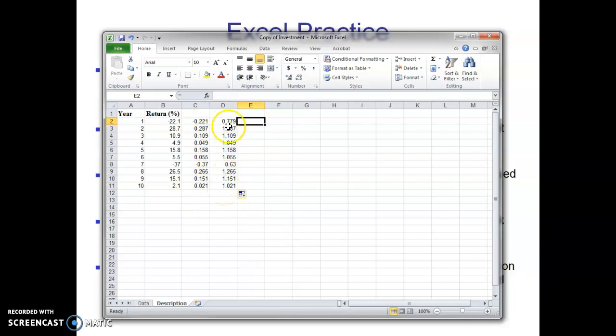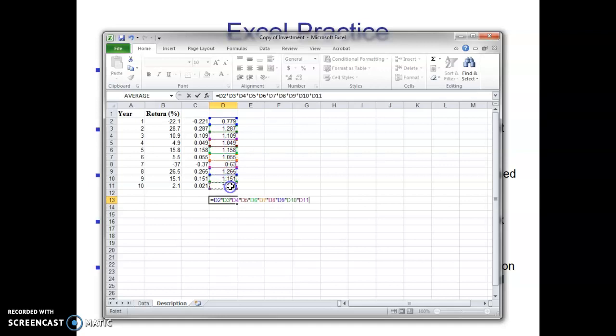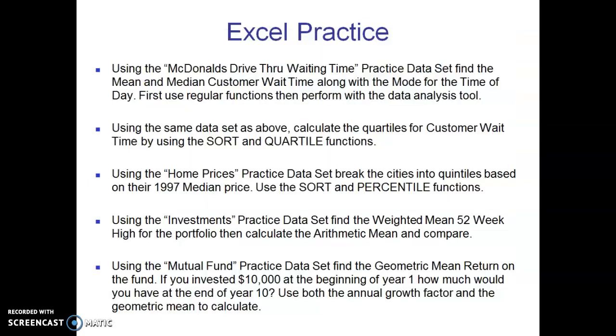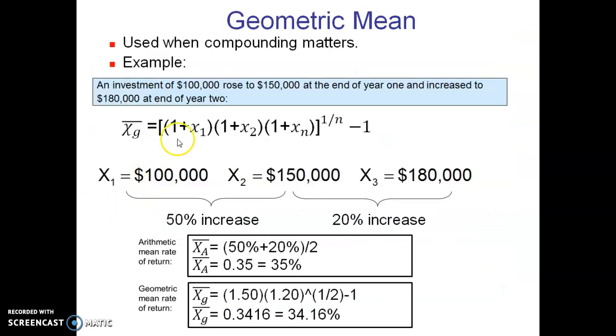Now we actually need to multiply all of these numbers. So I'm going to put equals this times this times this times this times this times this times this times this times this. And I get 1.33. Okay. Now, if I go back to my formula, I've just completed the multiplication part, right? But now I need to take the result, that 1.33, to the 1 over the number of intervals.